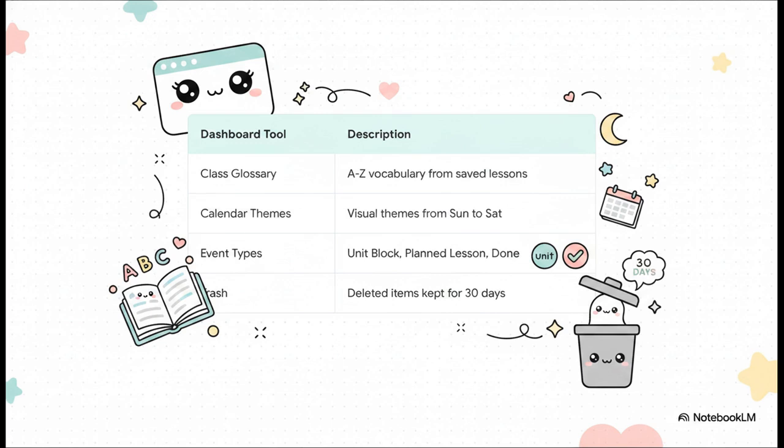And to top it off, you can add and track event types. This means you can color code your whole schedule by unit blocks, planned lessons, done items, and even a trash bin where your deleted items are safely kept for 30 days before they vanish for good. It just beautifully ties everything together for long-term planning.